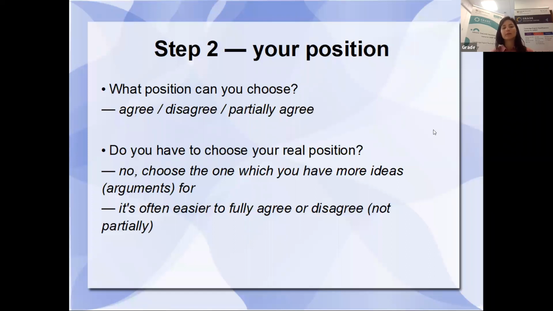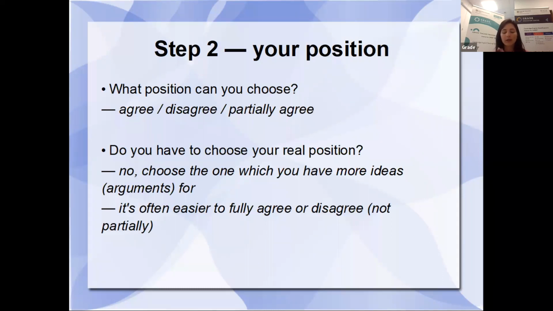So we've got here agree, disagree, partially agree are possible. And you don't have to choose your real position, but you should choose the one which you have more ideas for, more arguments for. And one more thing about partially agree. I saw that some of you have mentioned partially agree. So it's often easier to fully agree or disagree than to choose this partial position.